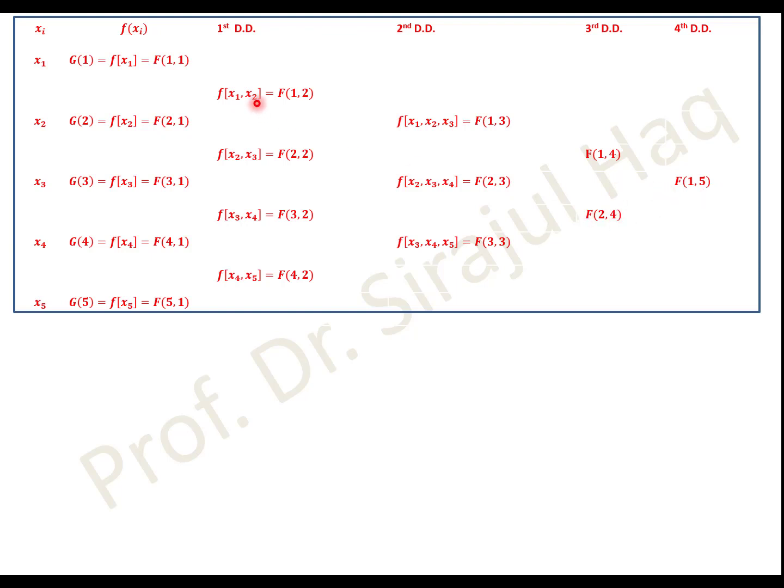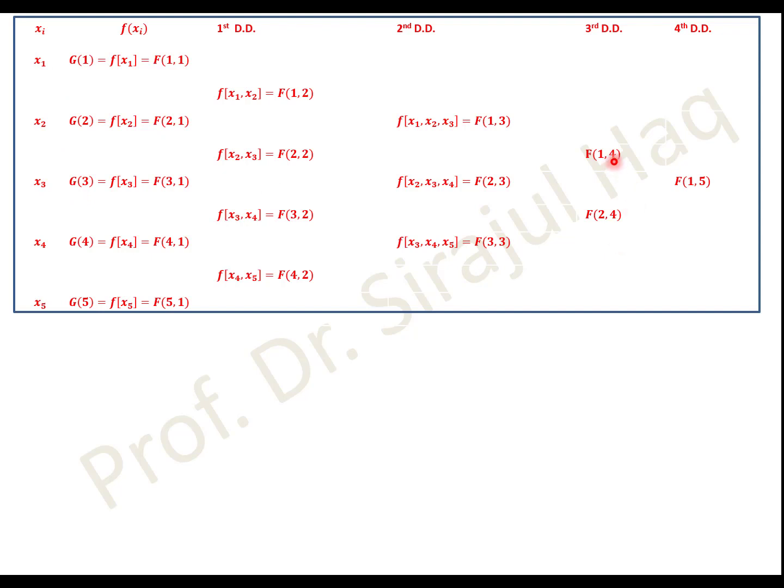You know that this definition is equal to f of x1, x2 is equal to f of x2 minus f of x1 divided by x2 minus x1. And similarly, this value is equal to f of x3 minus f of x2 divided by x3 minus x2. In other words, this value minus this value divided by x3 minus x2 and so on. Similarly, this value is f of x2, x3 minus f of x1, x2, this value minus this value divided by x3 minus x1.